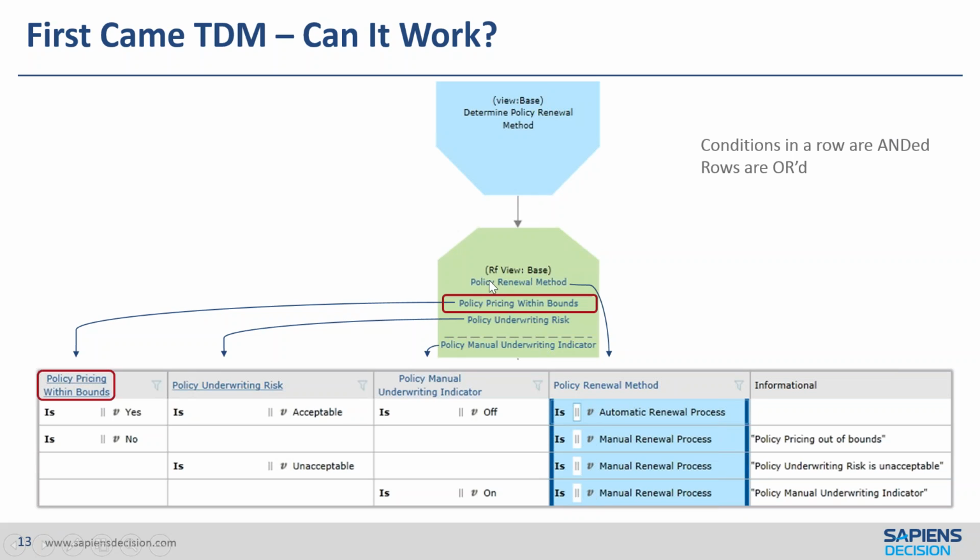Another thing to know about this diagram is that the name of the conclusion column at the top is the same name as the conclusion column in the table, and likewise for the other three conditions. You notice that one of the conditions, policy manual underwriting indicator, is under the dotted line. That tells us that the values for it are coming into us from a raw data source. So we put it under the dotted line, and we have it here in the table. The other two that are above the dotted line and below the conclusion are not coming to us as raw data. Instead, they are conclusions in their own table. So we will have two other rule family tables, one with policy pricing within bounds as the conclusion, and one with policy underwriting risk as the conclusion, and that will form a branch in our model.